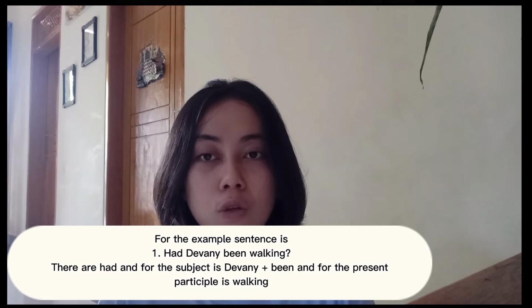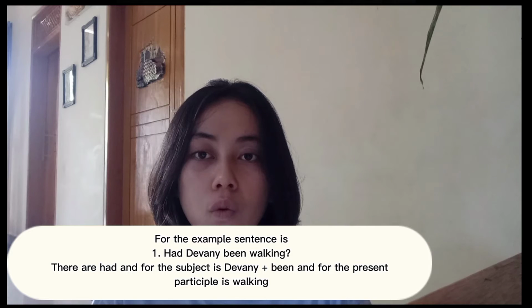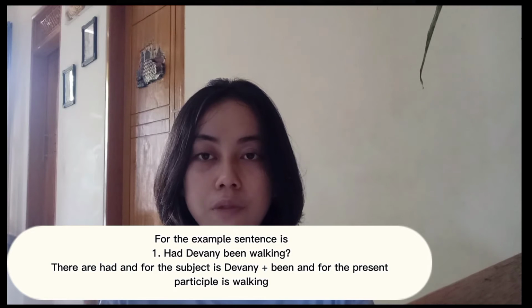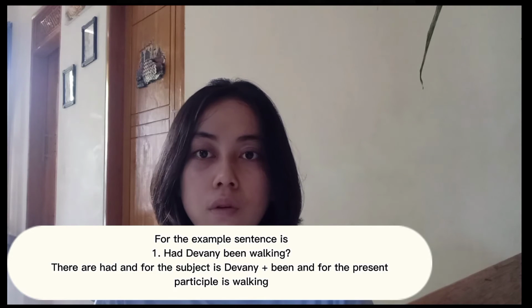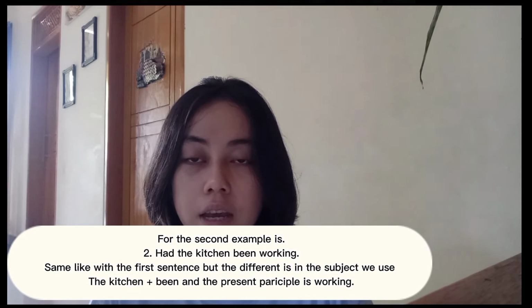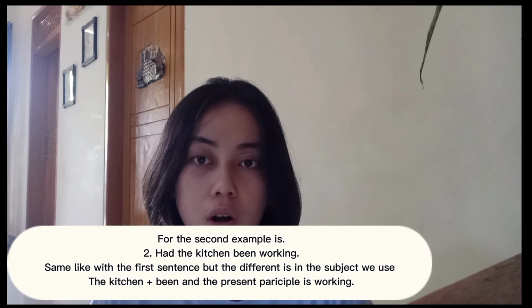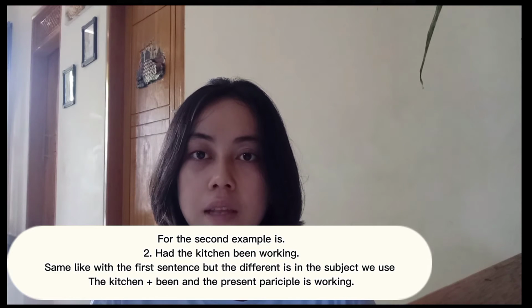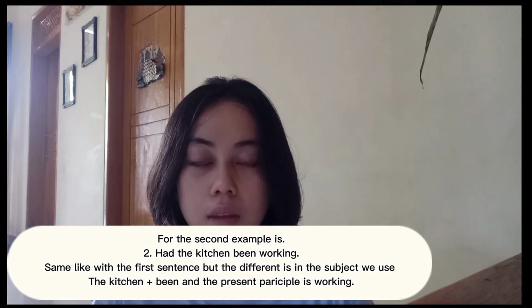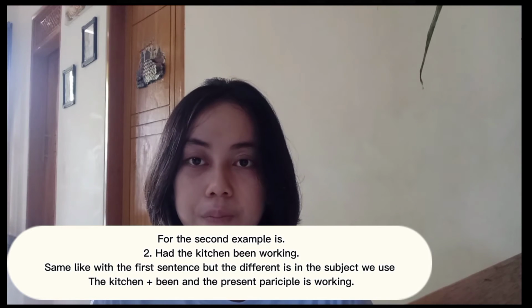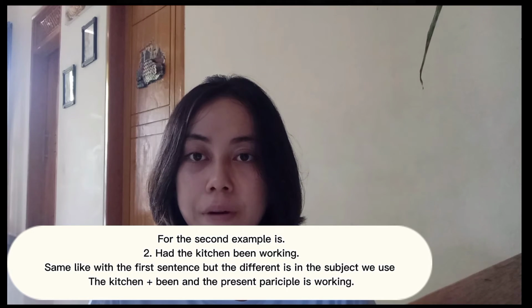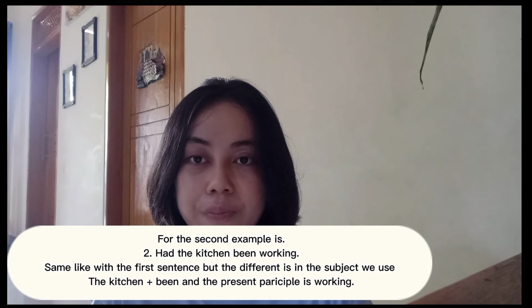For example, the first one is, had Devani been walking? There is had, the subject is Devani, plus been, and for the present participle we use walking. And the second example is, had the kitchen been working? It is similar to the first sentence, but the difference is that for the subject we use the kitchen, and for the present participle we use working. Thank you.